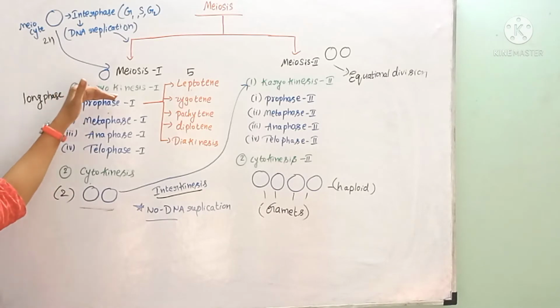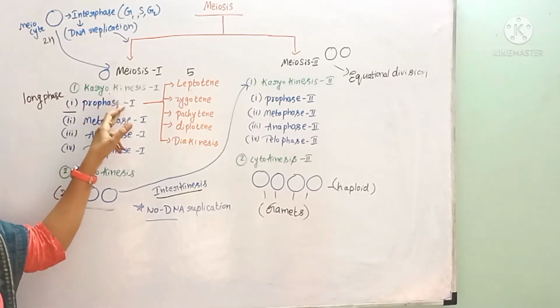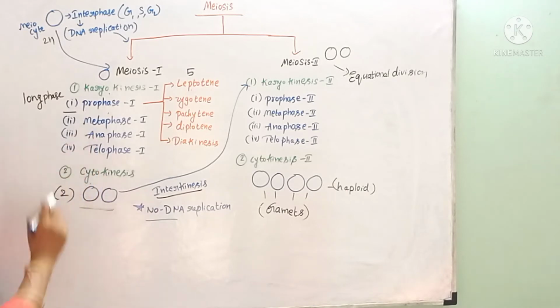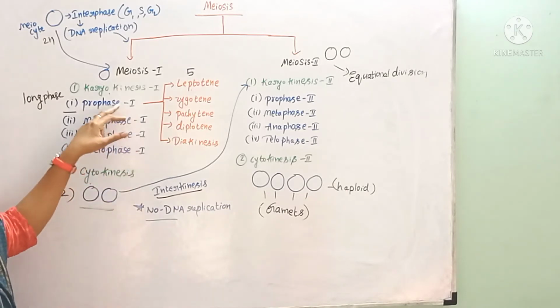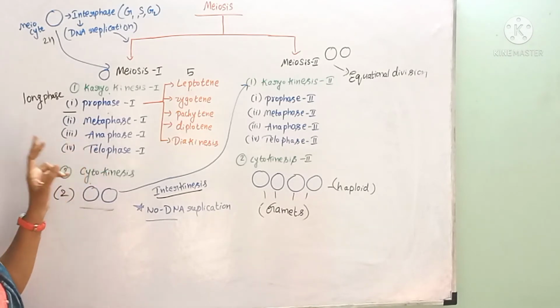They are karyokinesis and cytokinesis. In karyokinesis, nuclear division occurs, whereas in cytokinesis, cytoplasmic division occurs. If you see karyokinesis, like mitosis, it has four phases. What are the four phases? Prophase 1, metaphase 1, anaphase 1 and telophase 1.